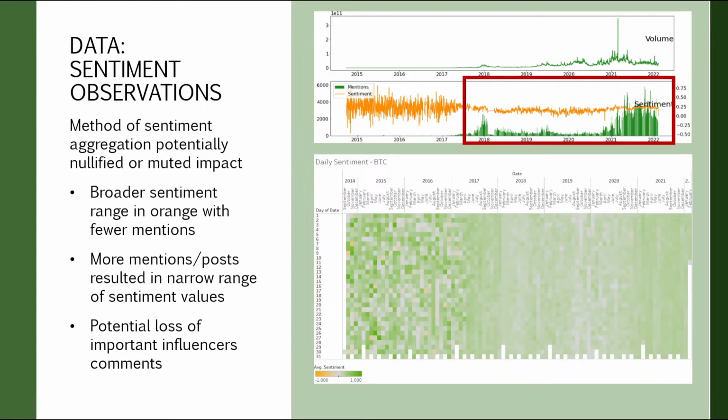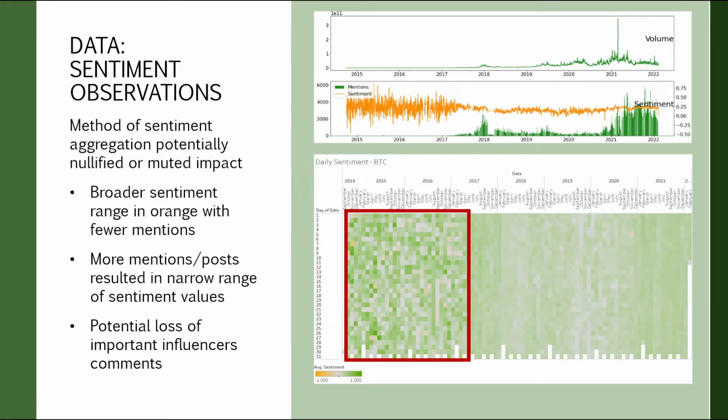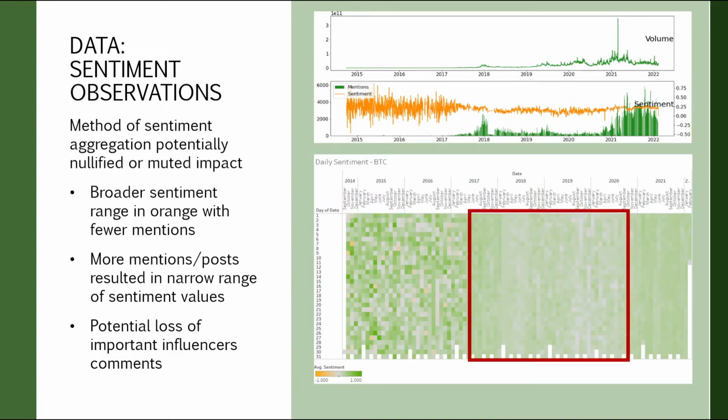You can see it in the bottom pixel or heat map graph, where orange represents negative and green represents positive sentiment. Early on, there are darker greens and brighter oranges, representing stronger sentiment. But as we continue to the right and get more volume and more mentions, and those posts are aggregated together by day, it becomes sort of a muted gray color because it's averaging out. So I'm perhaps muting some important signals. Again, this will be brought up in the conclusion section, but it is really visually represented here.